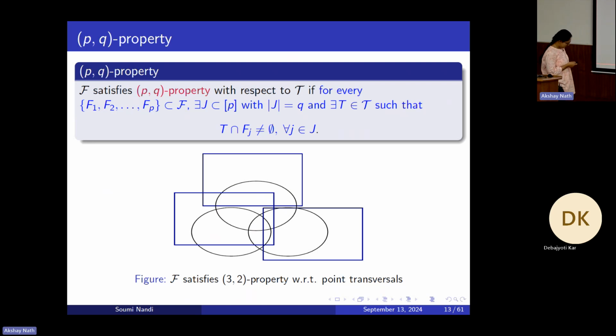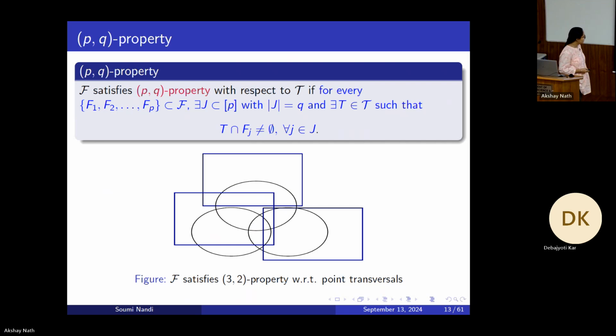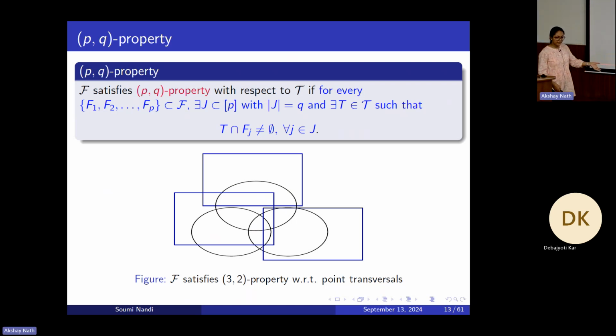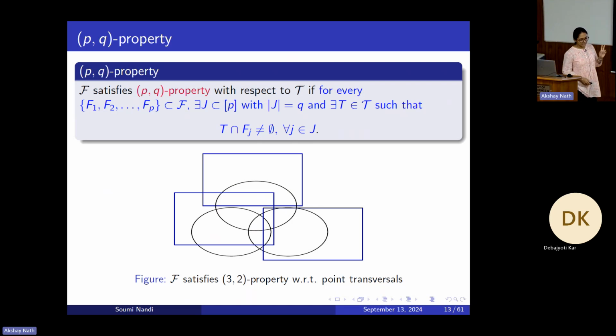What is tau here and what is F? So, here tau is the set of all points, and F is only these 6 sets. Say p is 3 and q is 2. So I'm saying that if you pick any 3 sets, there will be at least 2 intersecting.